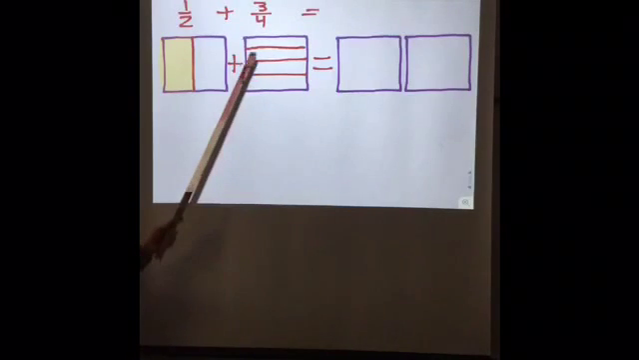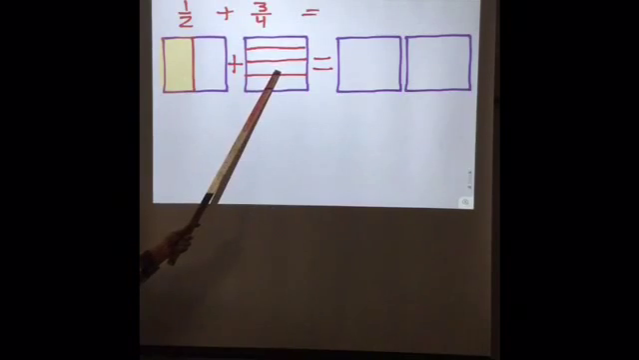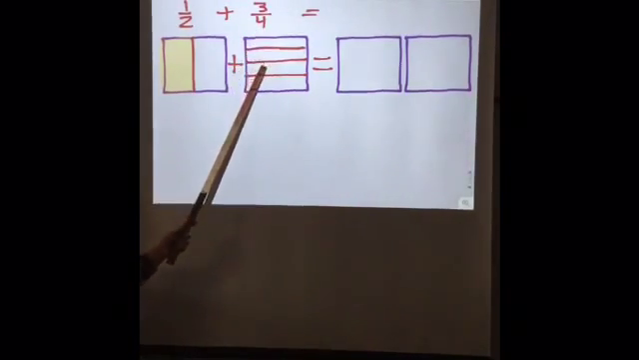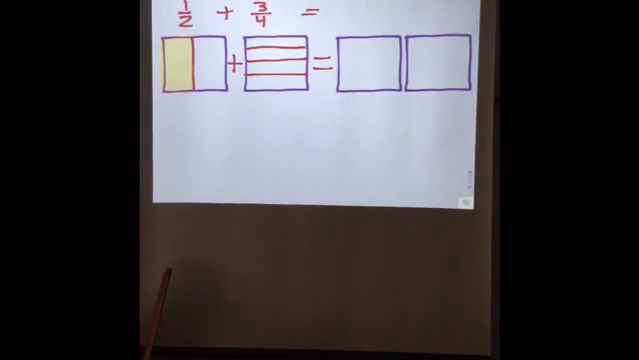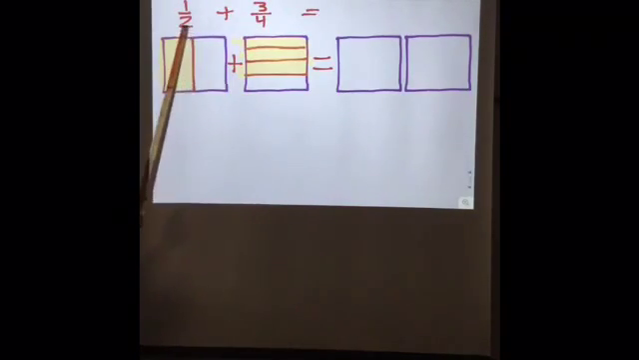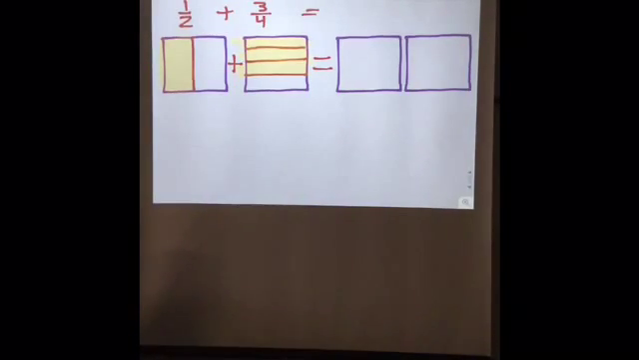Now if you notice, I have 1, 2, 3, 4. That's how I have the bottom number. How many of those do I need to shade in? 3. I'm going to shade in 1, 2, and 3. Now I have what? 3/4 on this side, and I'm going to add 1/2 to it, right? So how can I add those together? Can I add a half to 3/4?